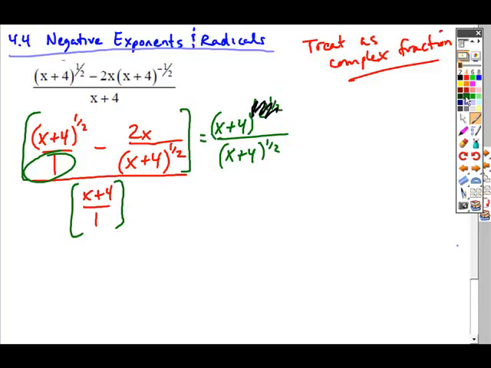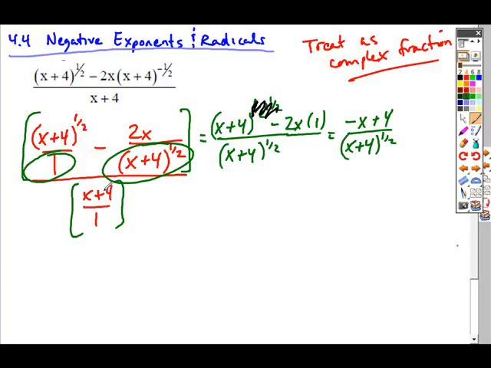So this first term becomes an x plus 4 to the first, minus the next fraction's numerator, negative 2x, times what LCD factor is missing from its denominator? It's not missing anything, right? So you can either leave it alone or just multiply it by 1. You don't even need to represent that. Okay, so if I simplify my numerator completely by combining like terms, x plus 4 minus 2x, I get a negative x and a plus 4, and then the x plus 4 to the 1/2 in the denominator.